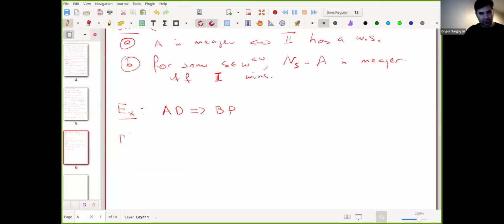So let's do the proof, more like maybe a sketch. Okay, so let's say A is meager, right? Want to see two has a winning strategy.